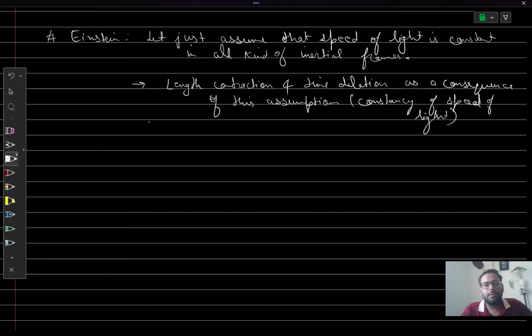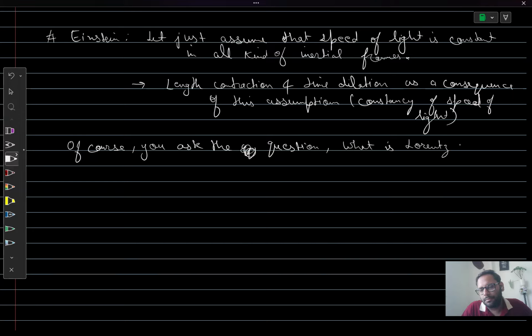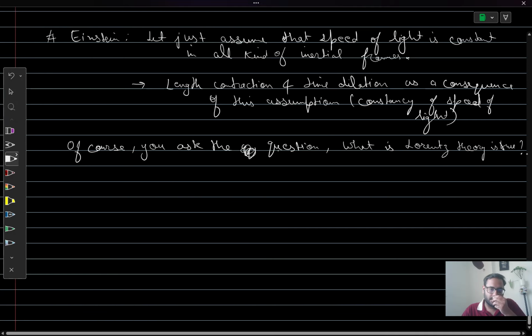Of course, you can ask the question. The question: what if Lorentz theory is true? What if Lorentz theory is true, and there really exists some ether?